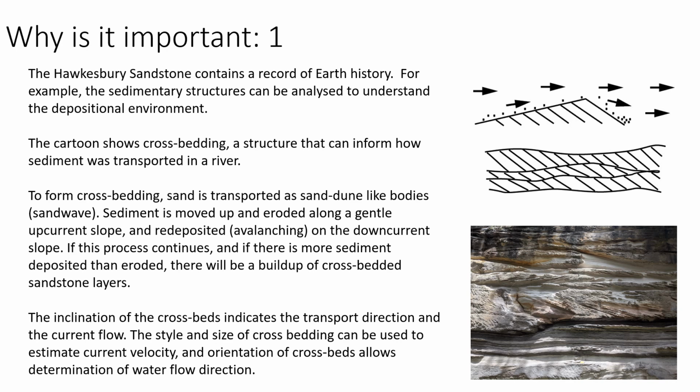So I've described what's written in the text here. To form cross-bedding, sand is transported as sand dune-like bodies or a sand wave. Sediment is moved up and eroded along a gentle up-current slope, and then redeposited or avalanched on the down-current slope. And if this process continues and there's more sediment deposited than eroded, you'll have a build-up of cross-bedded sandstone layers. And the inclination of the cross beds indicates the transport direction and the current flow, and the style and the size of the cross bedding can be used to estimate current velocity. And orientation of the cross beds allows us to determine the water flow direction.